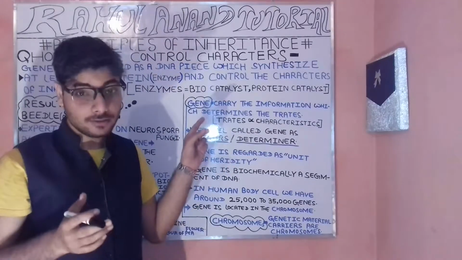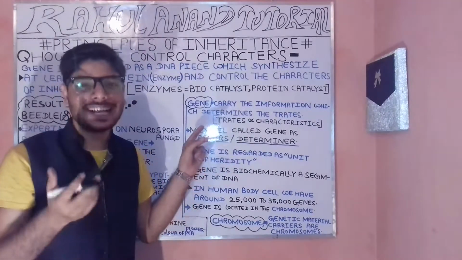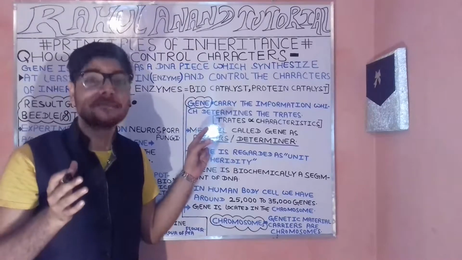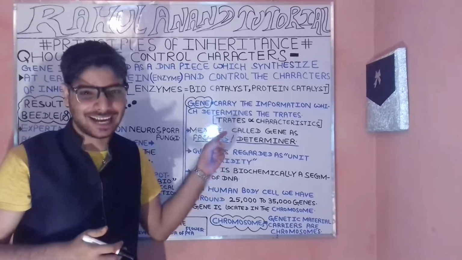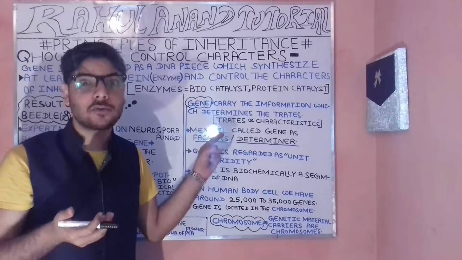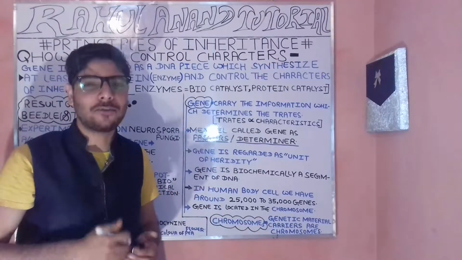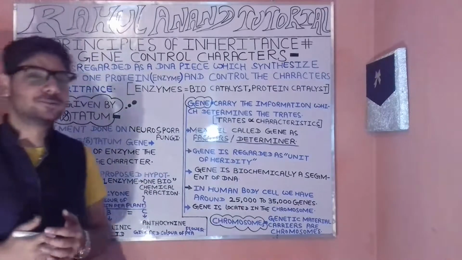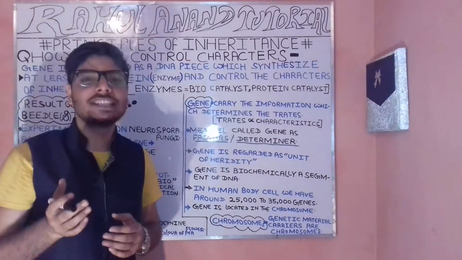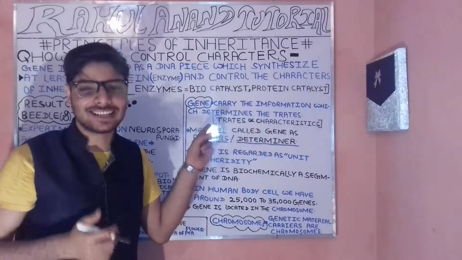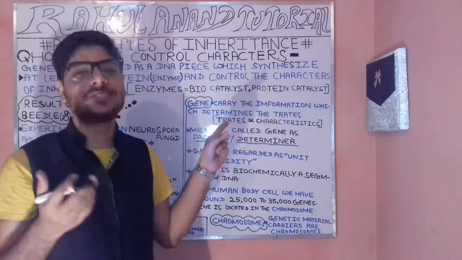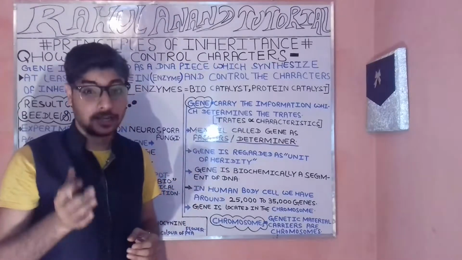Now, what are genes? Genes are regarded as the piece of DNA that synthesizes at least one protein as well as enzymes, and maintains the process of inheritance. So a gene is a piece of DNA that synthesizes at least one protein as well as enzymes, and maintains the process of inheritance.